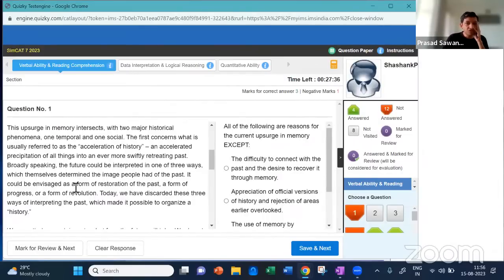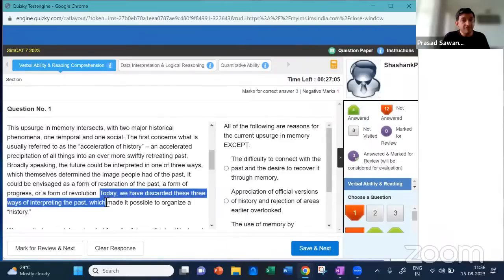Okay, broadly speaking, the future could be interpreted in one of three ways, which themselves determine the image people had of the past. It could be envisaged as a form of restoration of the past. So in the future, the past will be restored. A form of progress, we will go even further than that, or a form of revolution. We will completely change paths. So either we will restore whatever was there in the past, or we will progress from what will happen and from what has happened. And the third thing is revolution. We'll change the entire narrative altogether.